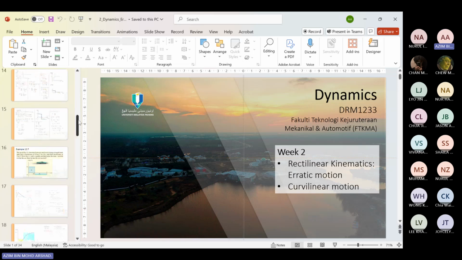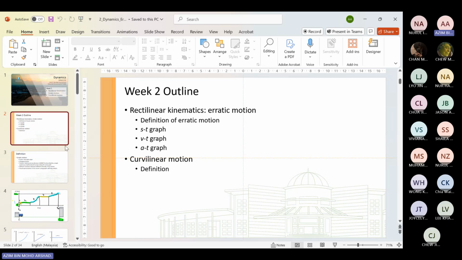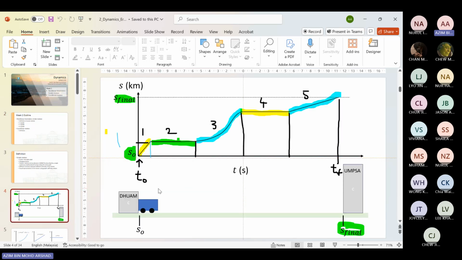So let's start with a recap of what we did on Tuesday. We are in the topic of rectilinear kinematics, erratic motion, where we already looked at this example: a bus that travels from Duam to UMPSA. We assume that the bus moves in a linear motion. Again, this is an assumption.